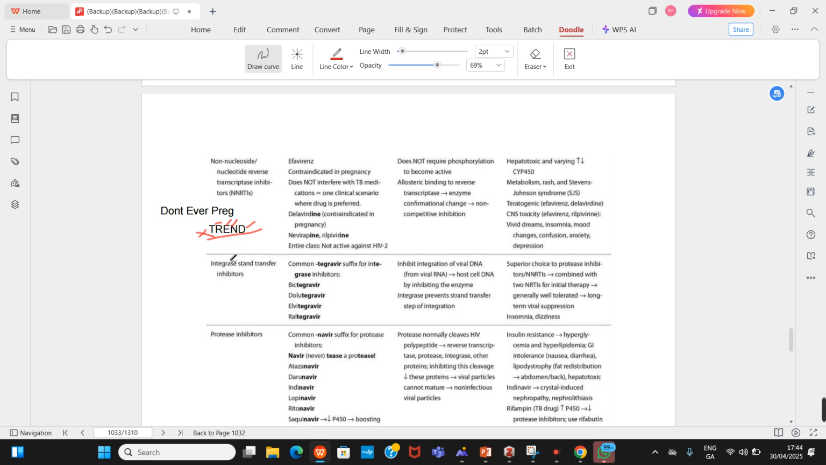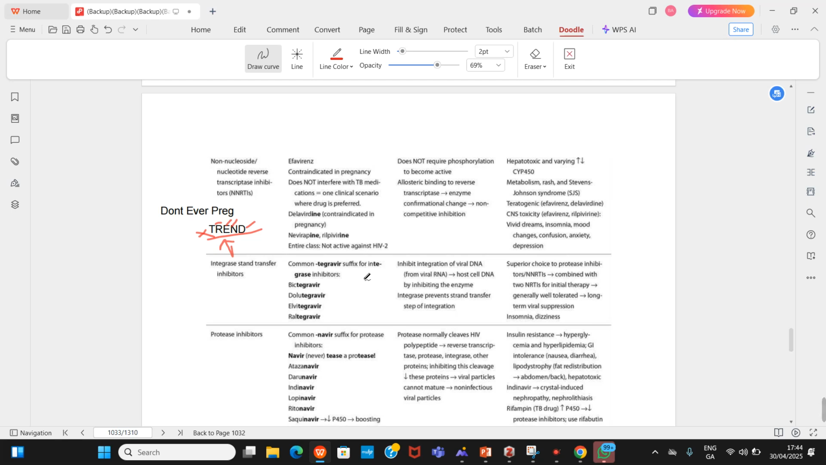E, which is efavirenz, is a very serious problem for the CNS. They will be causing hallucinations, psychosis, vivid dreams. So somebody diagnosed with HIV, placed on medication, starts having vivid dreams, confusion. Best next step, discontinue efavirenz. Change to another drug.